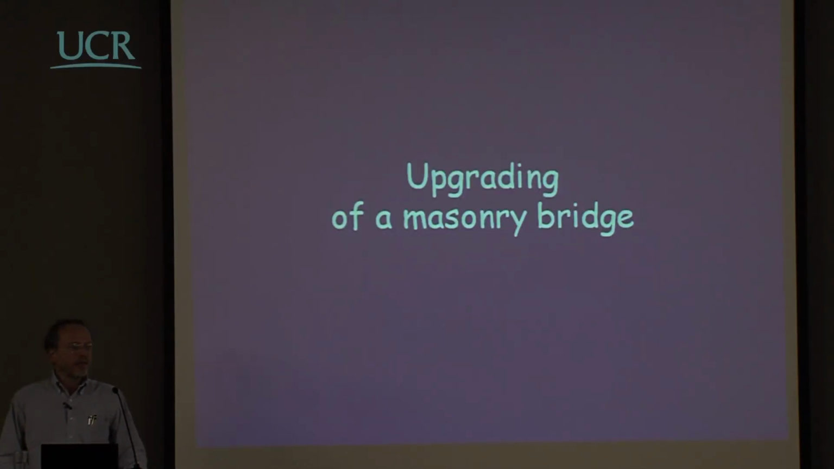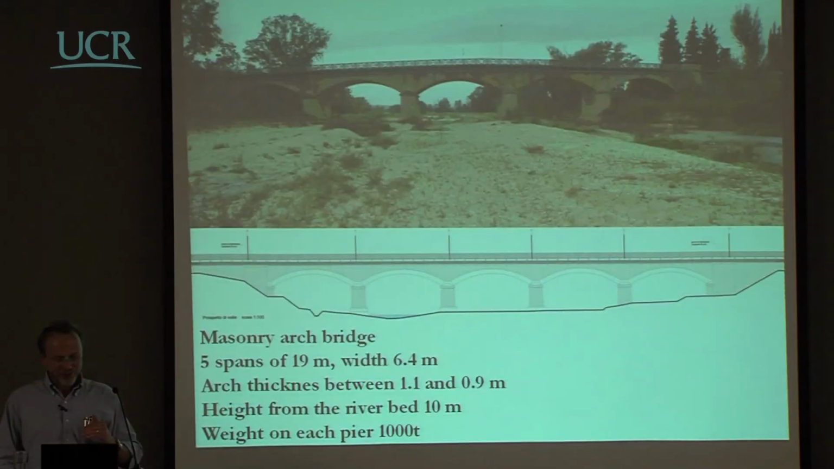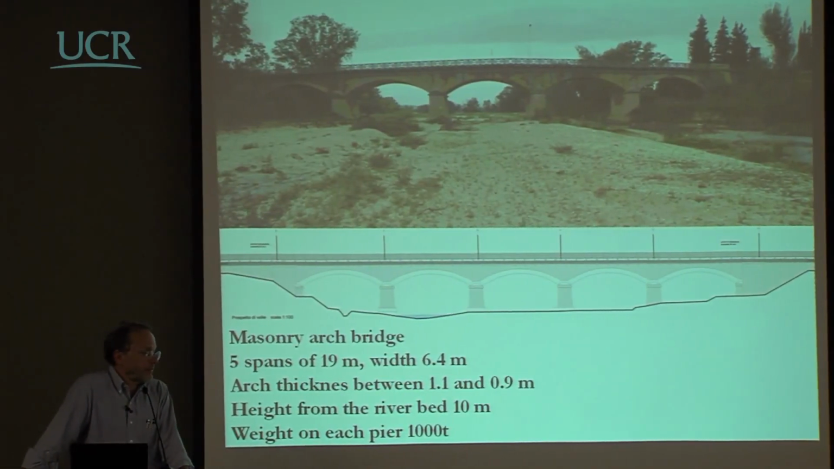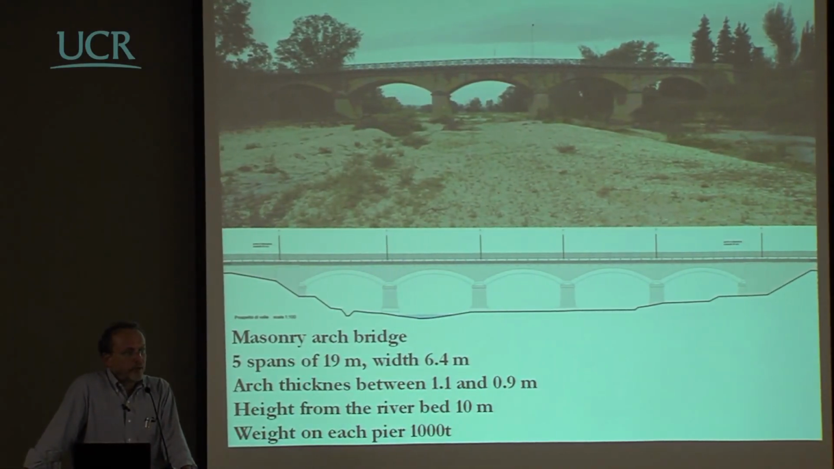Again, I'm going down towards a simpler structure. This was a masonry bridge built at the end of the 19th century. It had serious problems, and it was closed. But on that bridge, there was a traffic of about 24,000 vehicles per day. And so there was a need of doing something extremely fast, and it was in a relatively high seismicity zone.